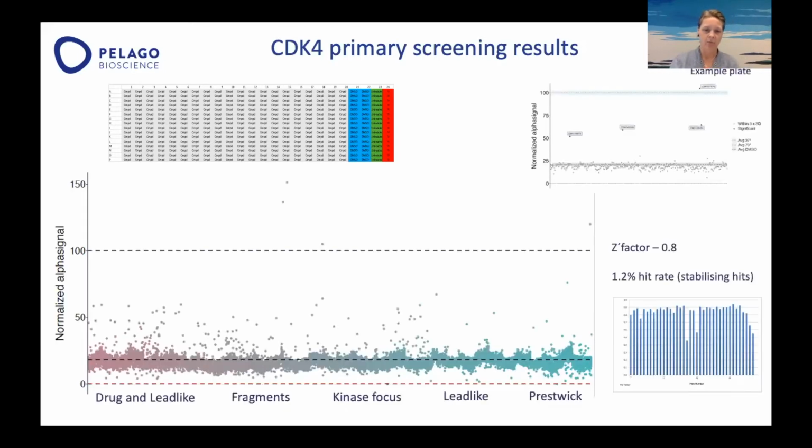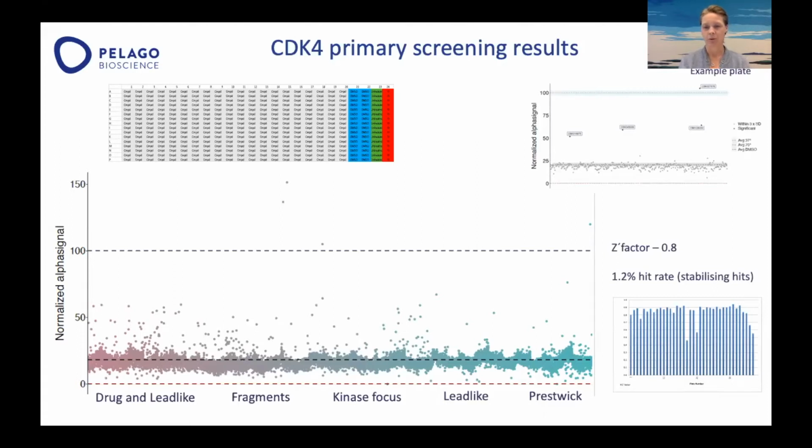And then this scatter plot shows the data from the entire screen on CDK4. The dotted lines represent the average controls that are normalized. And the colored dots in the middle represent all the compounds applied. And as you can see, we clearly identified some nice stabilizing hits, or preliminary stabilizing hits, I would say. And the screen worked really well from a technical perspective.